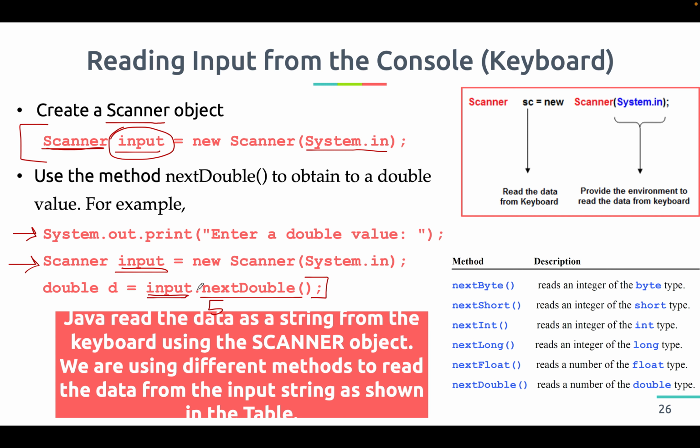What if I don't want to read a double? What if I want to read, for example, an integer? What if I want to read a floating point? What if I want to read text? Here we have different methods for each data type that I want to read. So if I want to read a byte, I will say input.next byte. If I want to read a short, next short. If I want to read an integer, next int, and so on and so forth.